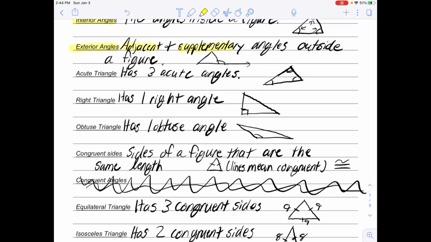Our next vocabulary word is acute triangle. An acute triangle has three acute angles. All three of its angles are less than 90 degrees. And when that happens, we call it an acute triangle.